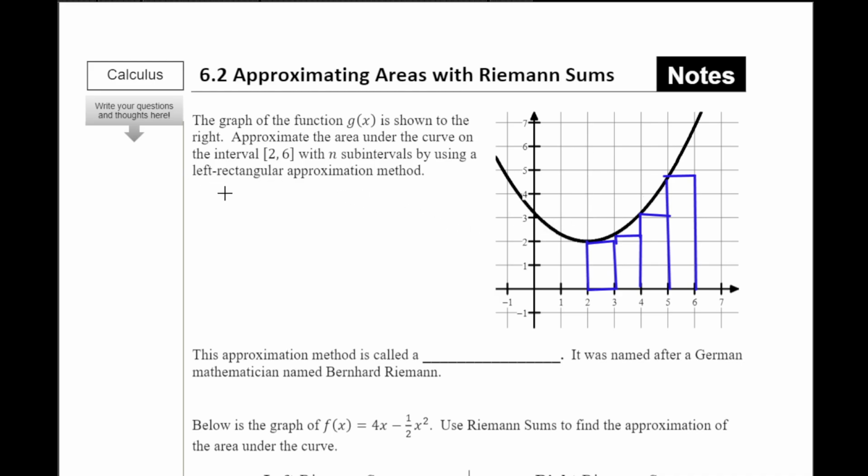So the reason this is called a left rectangular approximation method is that for each of these rectangles, the height is the value of the graph at the left endpoint of the rectangle. For the first rectangle, the height is where the left meets the graph. The second rectangle, the height is at the top left corner. The third rectangle, from 4 to 5, the height is just the function value at 4. The last rectangle, we're using where the left touches the graph as the height. This approximation is called a Riemann sum.